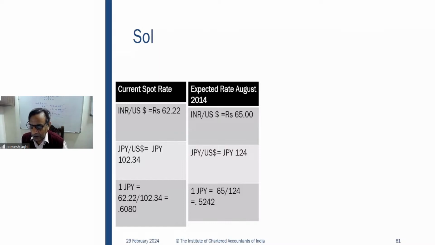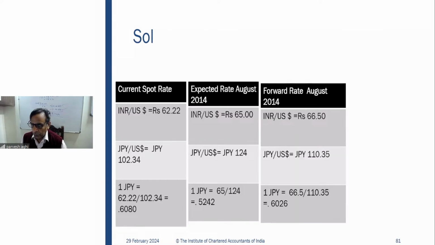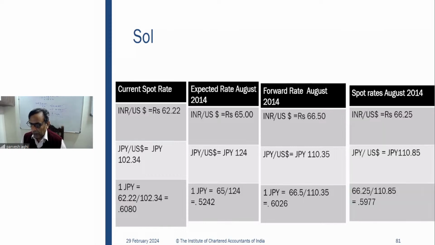Now this is the expected rate, where he assumed that the US dollar would be 65 and the US dollar versus Japanese yen will be 124. So we calculated one Japanese yen will be equal to 0.5242. These are the forward rates which are given in the question, assuming that one Japanese yen will be 0.6026, and then the spot rate on 31st. So I think it requires explanation on the board. Okay, so I'm going to get up and explain that on the board.